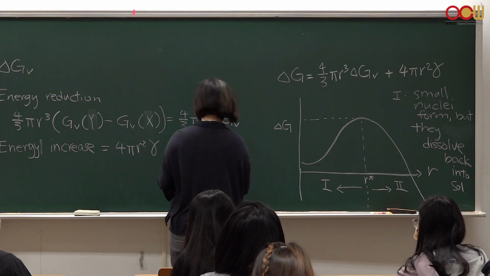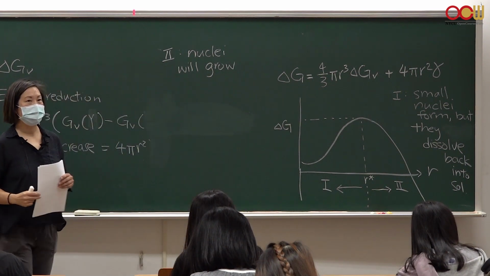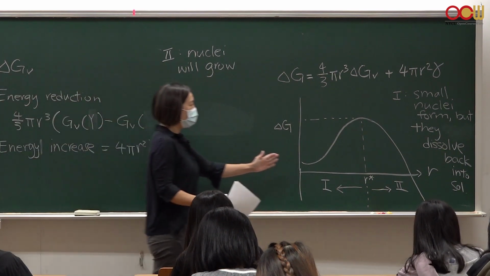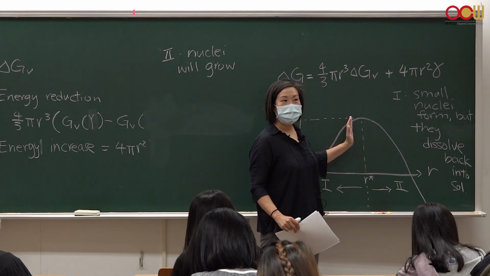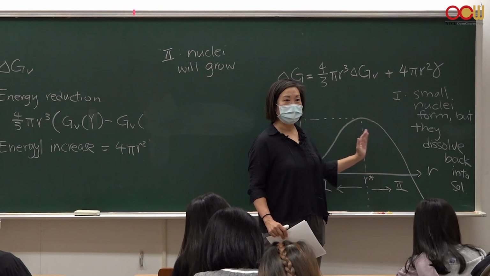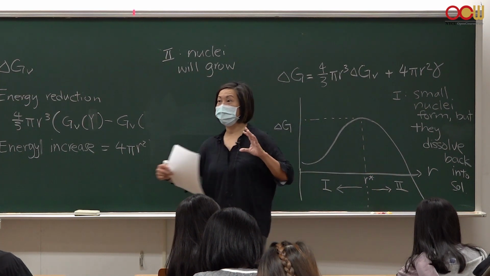Area 2, the nuclei will grow, because anything bigger than the critical radius, you actually get a reduction in free energy if you get bigger nuclei, if the new phase grows, right?